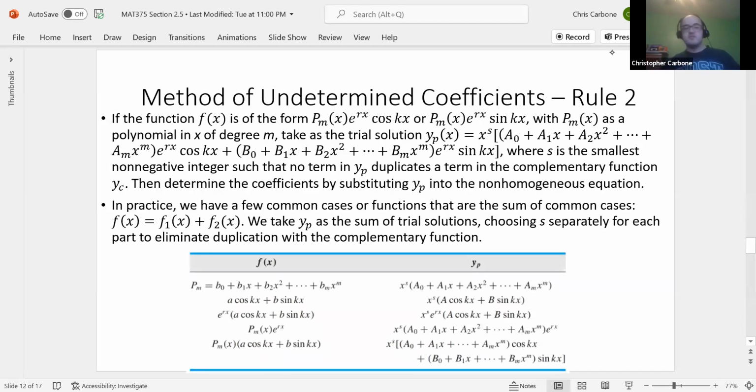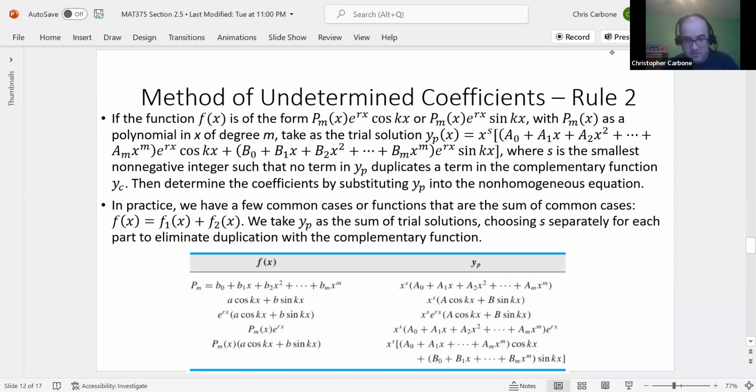So now the second rule for that method of undetermined coefficients: if the function f of x is of the form p sub m of x times e to the lx times the cosine of k times x, or p sub m of x times e to the lx times the sine of kx, with p sub m of x a polynomial in x of degree m.